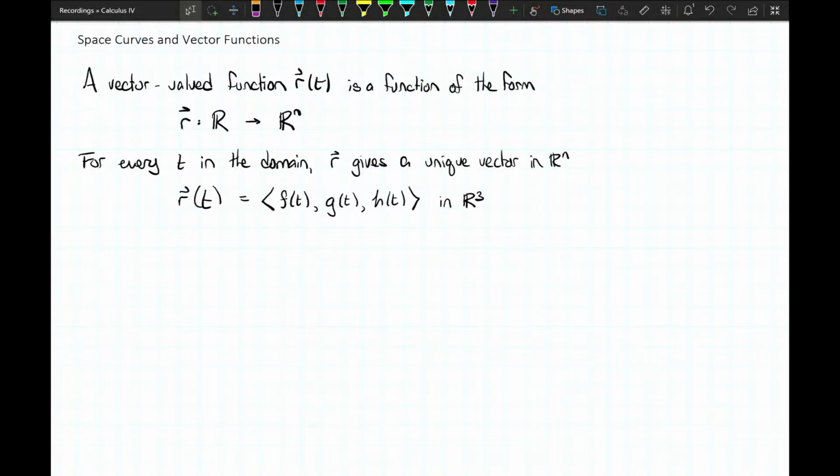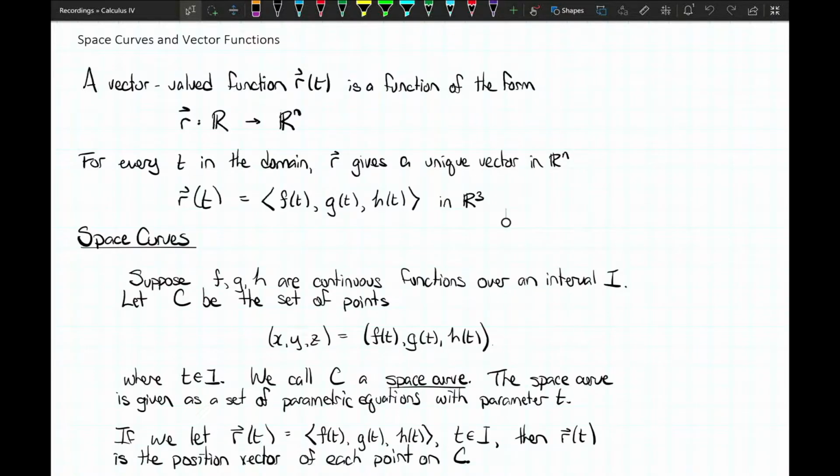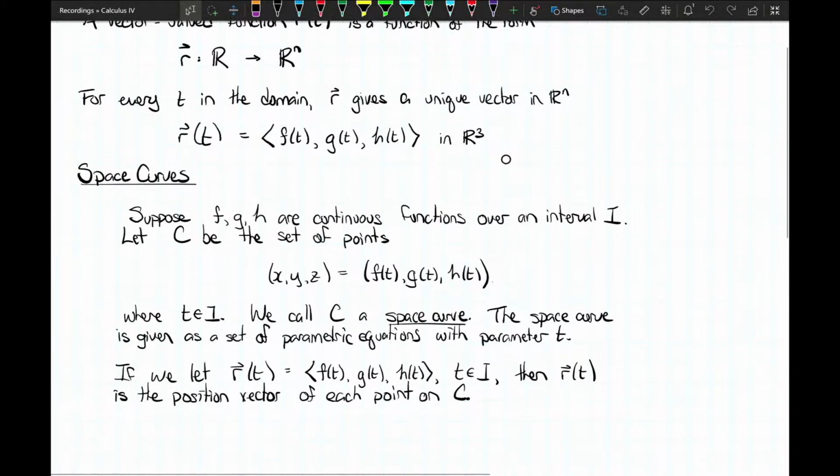And by choosing a value for t, that's going to get us a vector in R3. Now what we can do with this is we can treat each of these vectors as a position vector for a point, and then define a space curve. So let's specifically focus on this R3 example. Let's start off with f, g, and h being continuous functions over some interval. And let all of these points defined by that position vector r of t be a set of coordinates x, y, z for all of the values of t in that interval. That's going to form what we call a space curve.